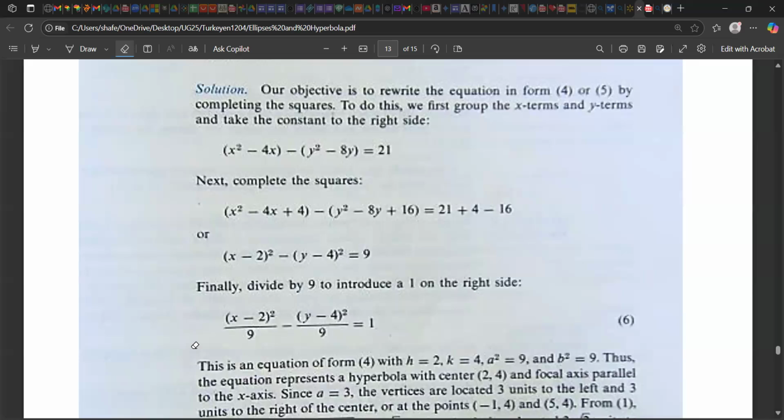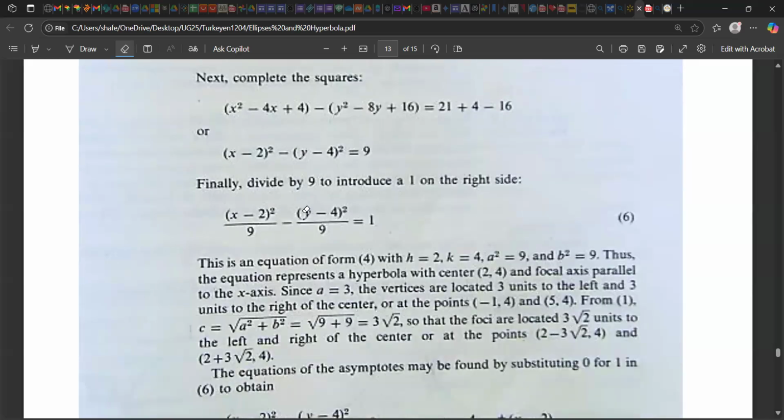What do you have? Well, you've got your (h, k) there, right? h and k, 2 and 4.